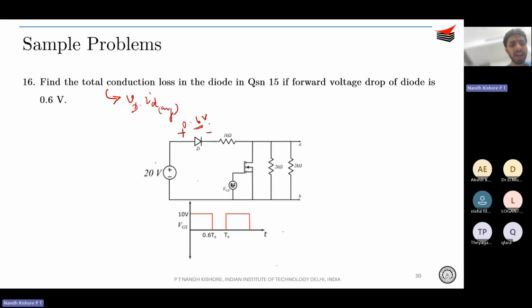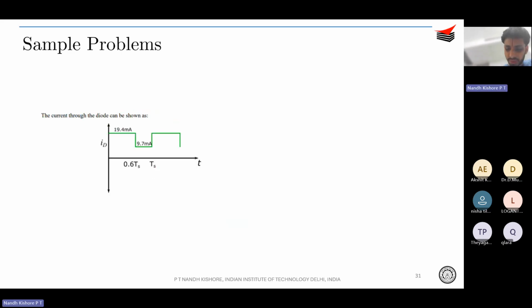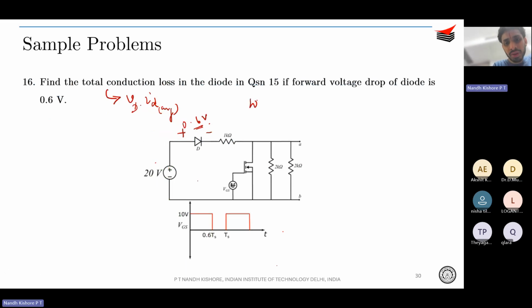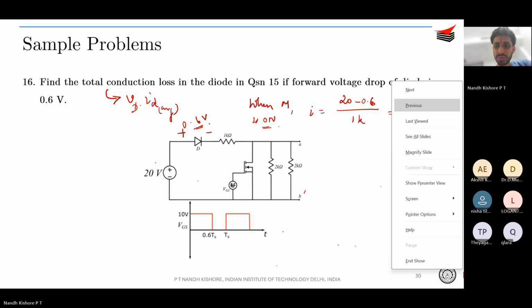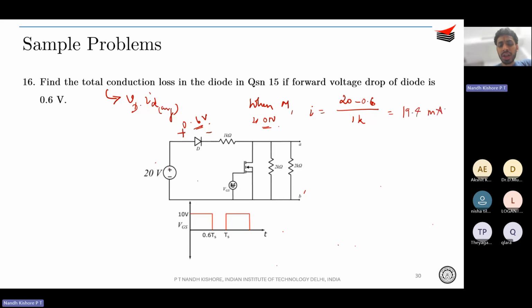So what will be ID average? What will be I when M is on? So when M is on, I will be 20 minus 0.6, that is the voltage, divided by 1K, because when M is on, it's a short, right? So it is roughly 19.4 milliamps.